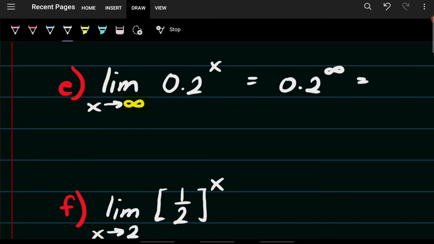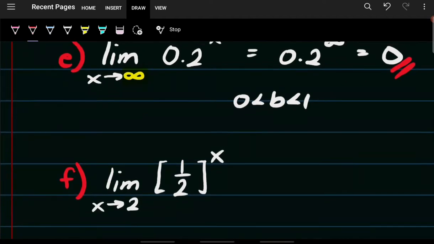So according to our presentation, for numbers that lie between 0 and 1, if x approaches positive infinity, the answer is equal to 0. That is the counterpart of the previous concept for b greater than 1. Right? Now, how about example letter F?